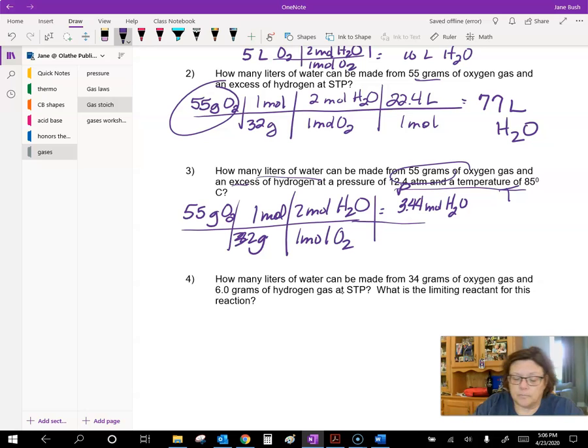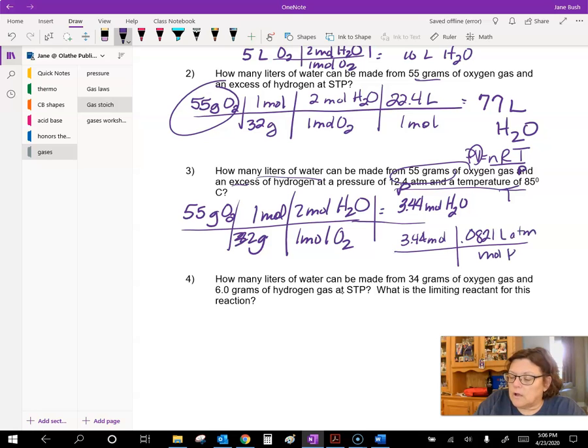We're solving for volume. PV equals nRT. If we're solving for volume, we're going to go nRT divided by P. So we're going to take 3.44 moles of water times the gas constant, 0.0821 liter atmospheres over mole Kelvin, times temperature, 85 plus 273. Don't forget to convert that. That's very important. And divided by our pressure, so I'm going to put that down here, 12.4. Ooh, that's a high pressure, atmospheres.